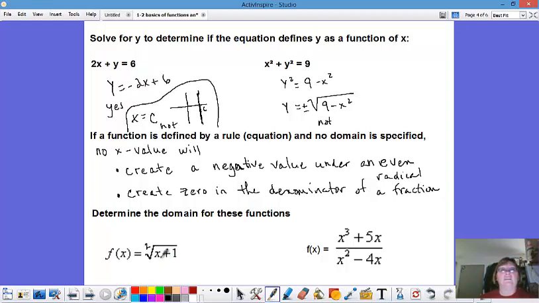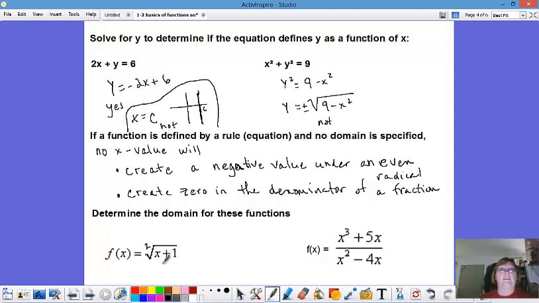So if I use x of 1, I get the square root of 1 plus 1, which is the square root of 2, and that is allowable. Right? That's not 0 under there, or it's not negative. What if I put in 0? 0 plus 1 is 1. The square root of 1 is 1. That's still okay. What if I put in negative 1? Well, the square root of negative 1 plus 1, the square root of 0 is 0. So that's all right too.